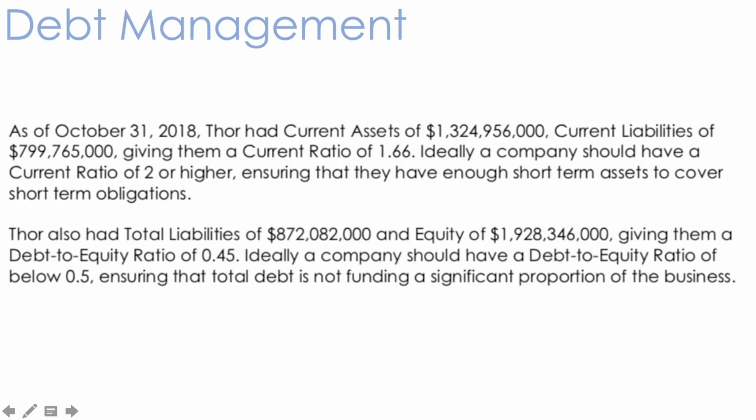The other area that we look at for debt is total liabilities versus equity. So Thor had total liabilities of about 870 million, and they had equity of just under 2 billion, and that gives them a debt to equity ratio of 0.45. Now, ideally, a company should have a debt to equity ratio that's below 0.5, and Thor Industries is below 0.5, so that's excellent. That is exactly what we like to see.